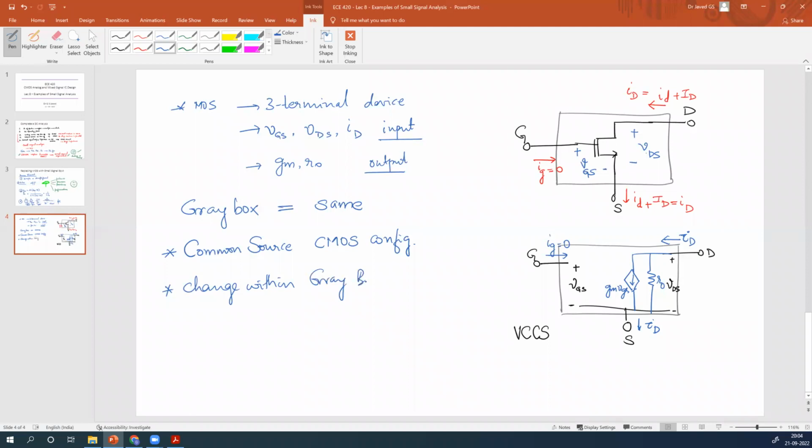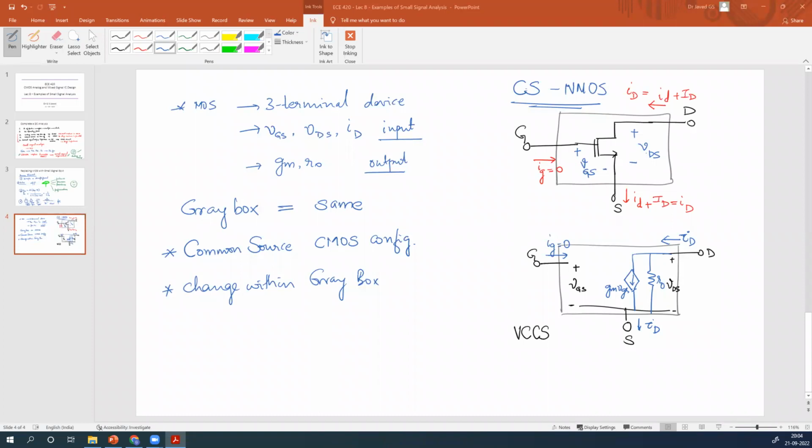Change within the gray box. There is nothing that is going to replace. So the simplest way is, whenever you have a common source condition in this format, you can always replace it with this circuit, common source NMOS. That is the easiest way to replace without causing any difficulty, right? Every device you have to connect in the exact same way.